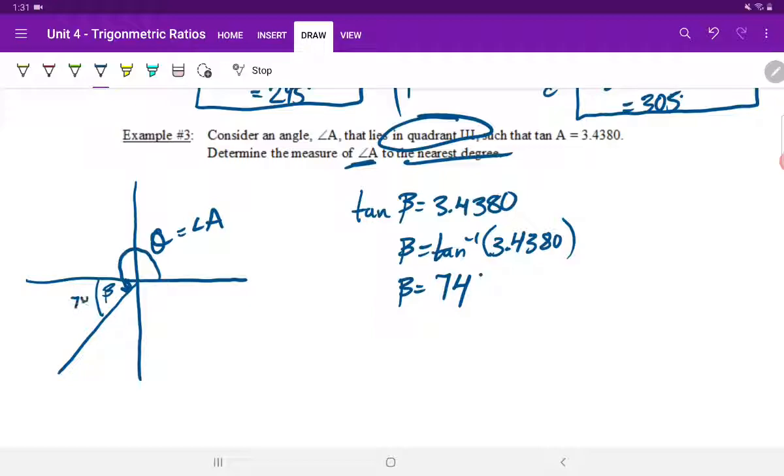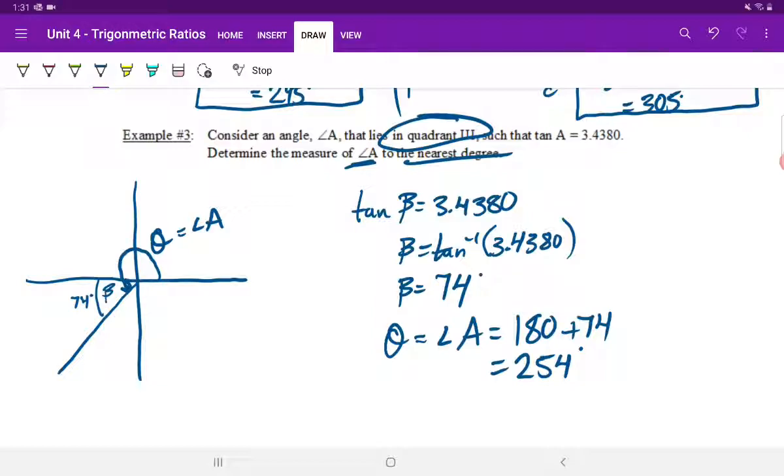So if this is 74, we can easily now find angle A. 180 plus 74, for a total of 254 degrees. And you can check your answer, right? Do tan of 254, and you should get that exact ratio right here. Now remember, ours is going to be a little bit off because we rounded this to the nearest degree. So it'll be slightly off in your final answer. Okay, so just keep that in mind.